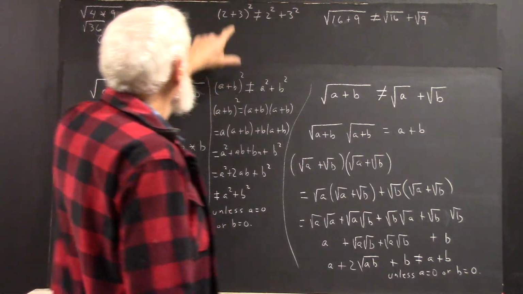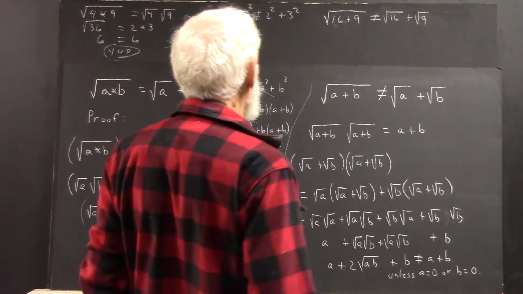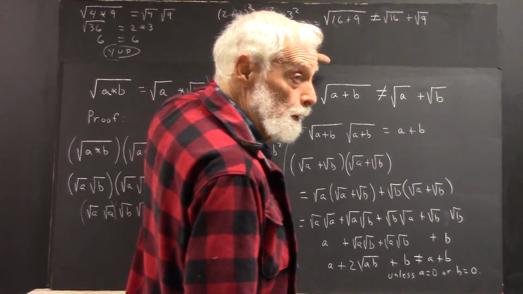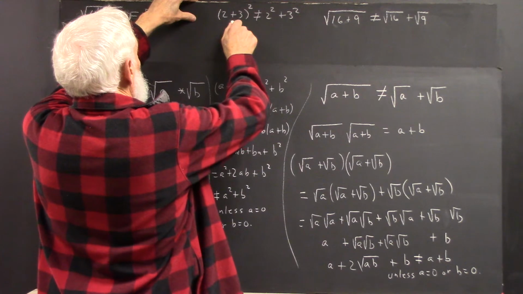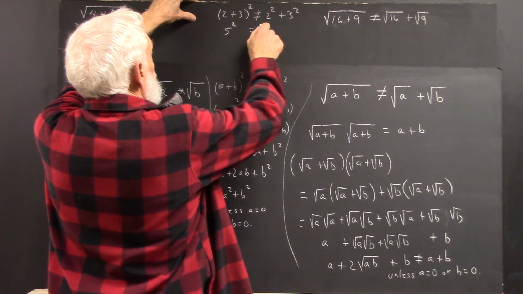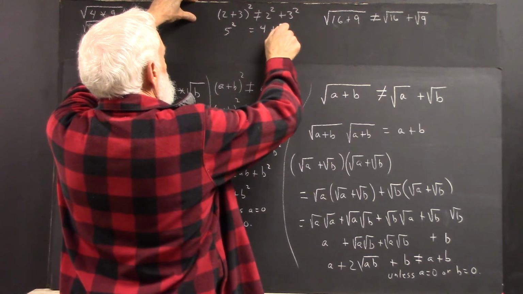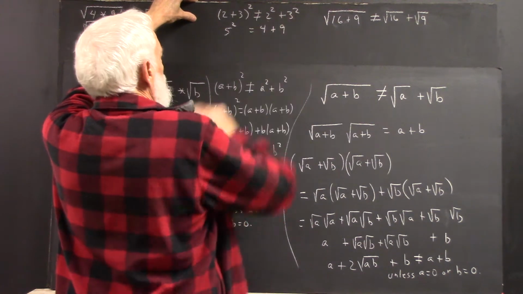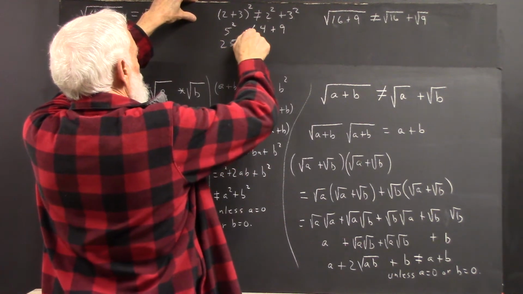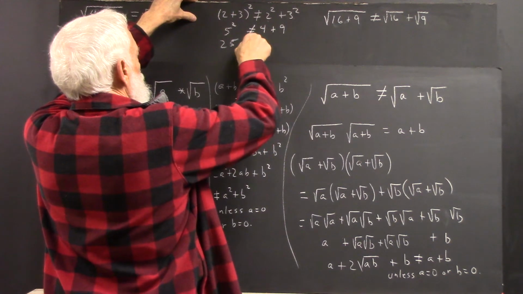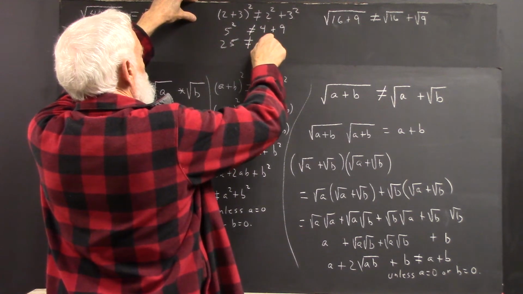Okay. 2 plus 3 quantity squared is not equal to 2 squared plus 3 squared. Very easy to show this. 2 plus 3 is 5, so we'd have 5 squared. And 2 squared is 4, 3 squared is 9. 25 is not equal to 13.